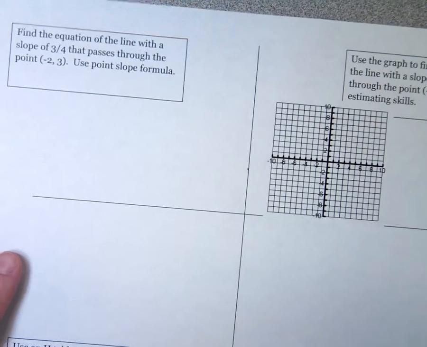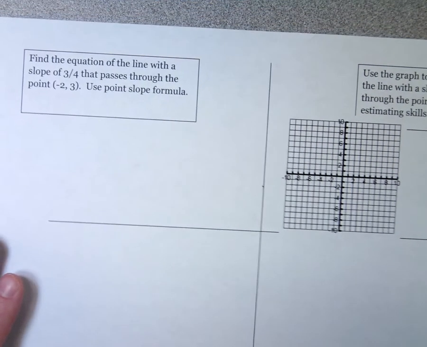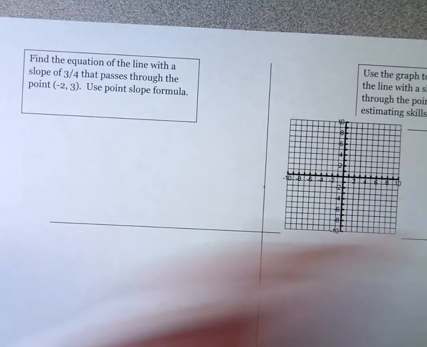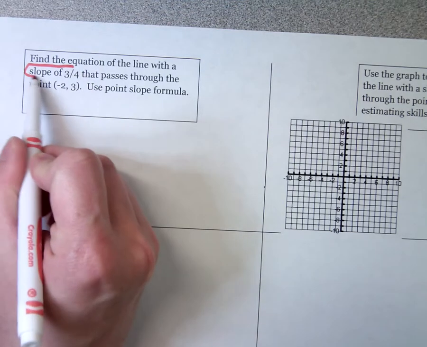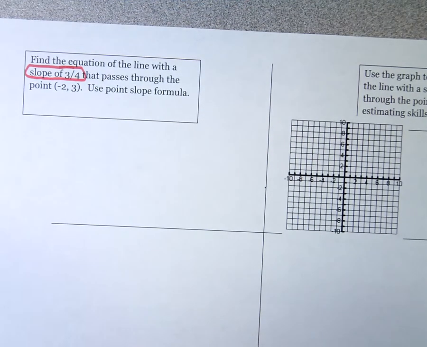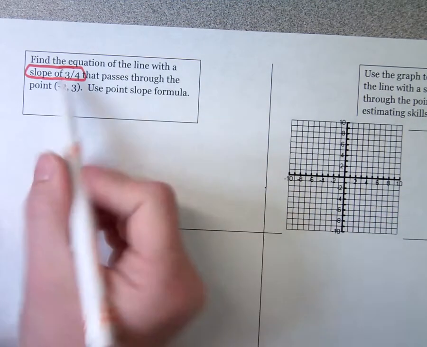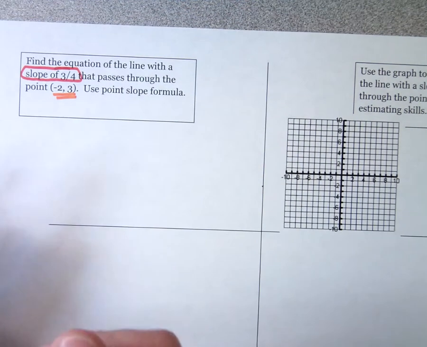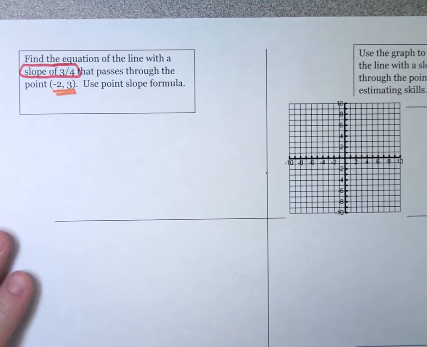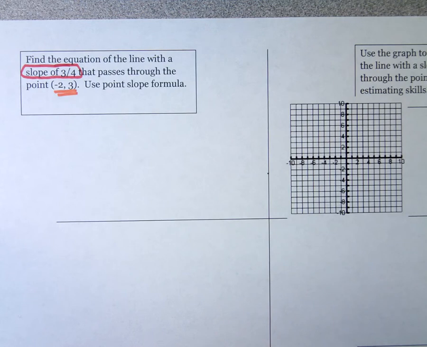Okay, let's start with this one. Find the one that has a slope of 3/4 and the point is -2, 3. I'm going to do a couple of these with you. They go really fast. You'll see.